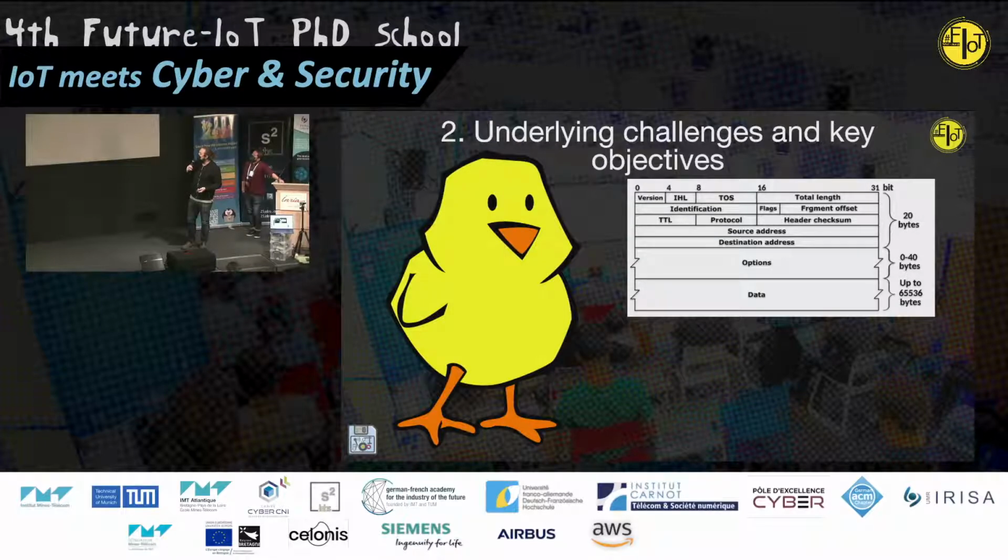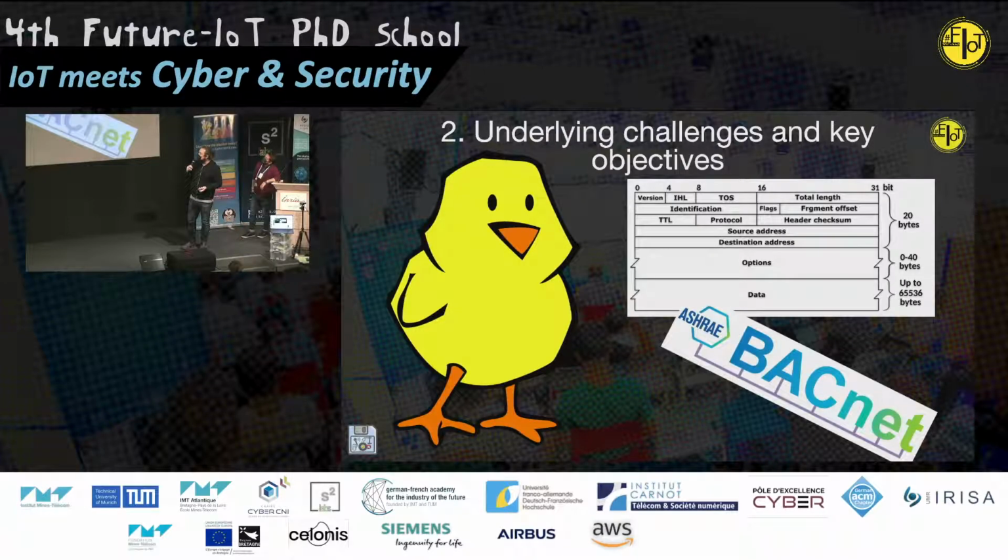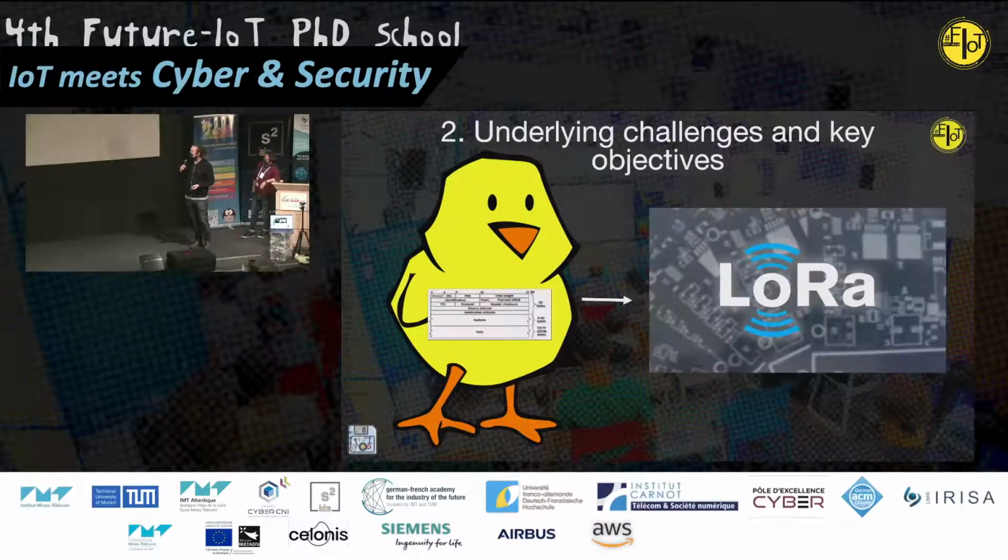And the end goal here is to be able to parse both an IPv4 layer and a BACnet layer, and using SCHC to compress this to be able to send it on LoRaWAN in an effective way.